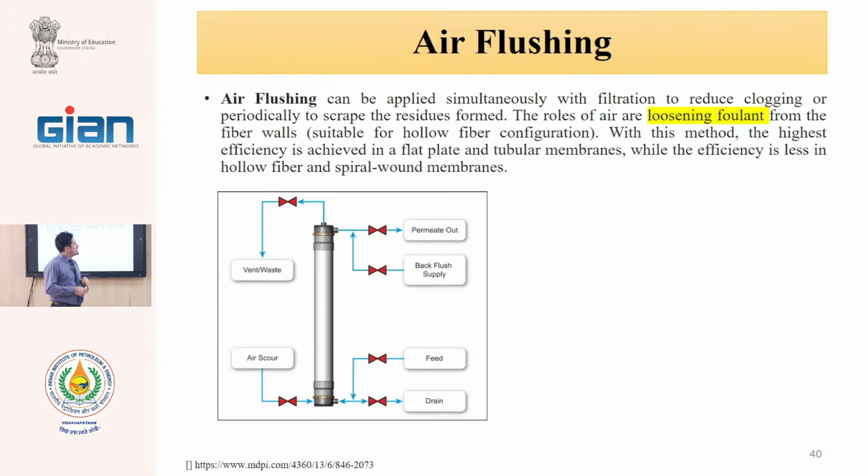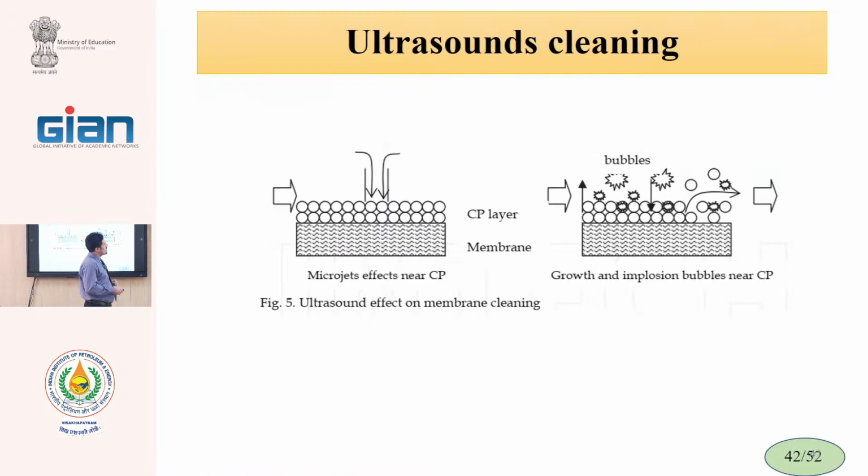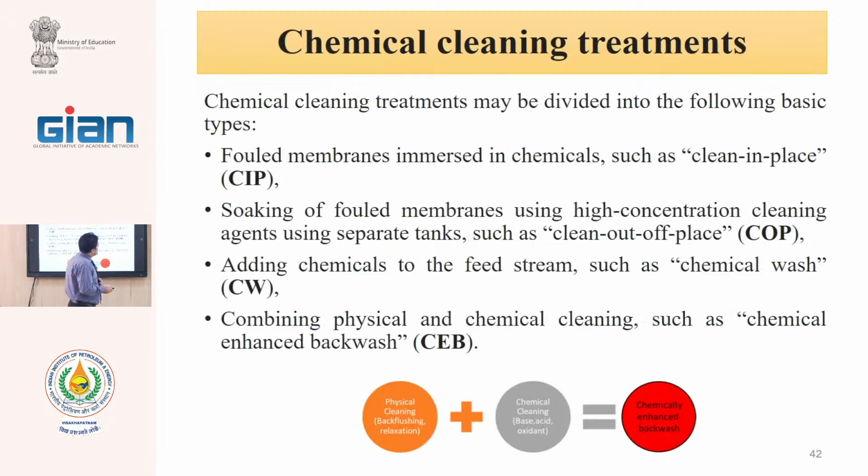As a mechanical washing, we can have a bubble flow from the water, and this bubble can increase the membrane cleaning, that's named air flushing. We can use ultrasound. Ultrasonic can produce very small bubbles and can cause detachment of the pollutants from the membrane surface. And finally, if our fouling is very bad, we have to use the cleaning agent.